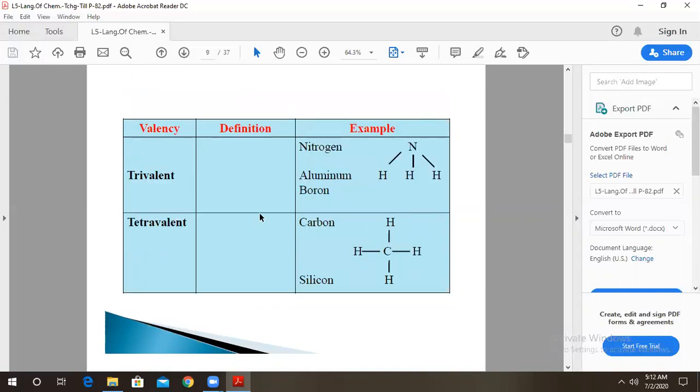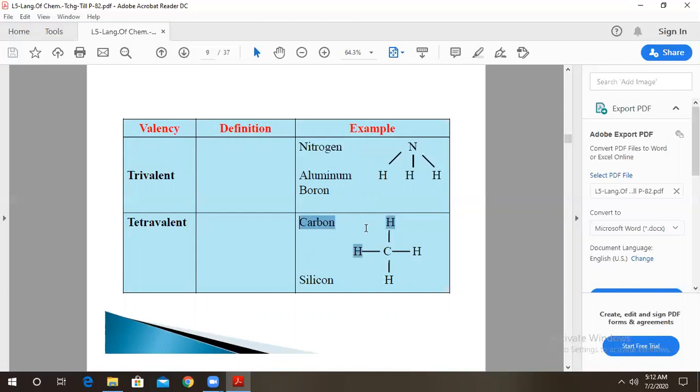Trivalent. Elements which show valency 3 are called trivalent elements. Example, nitrogen. You can see nitrogen forming 3 bonds. The combining capacity is 3. And hydrogen over here is monovalent, combining with only one nitrogen. Each hydrogen is combining with only one nitrogen. Similarly, boron and aluminium. Aluminium, AlCl3, trivalent. Tetravalent, elements which have valency 4, are tetravalent.